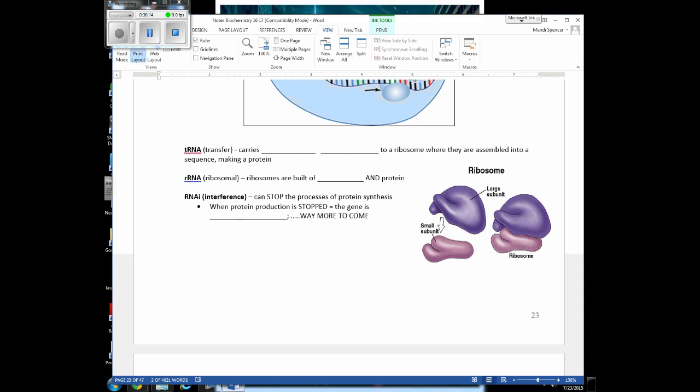So those tRNAs, again, they carry the amino acids to the ribosome where they're assembled into a protein. And I mentioned briefly that ribosomal RNA is a structural molecule because it's used to build ribosomes. So ribosomes are built of two things. There's that ribosomal RNA that's built into it, and then there's also some protein in there.